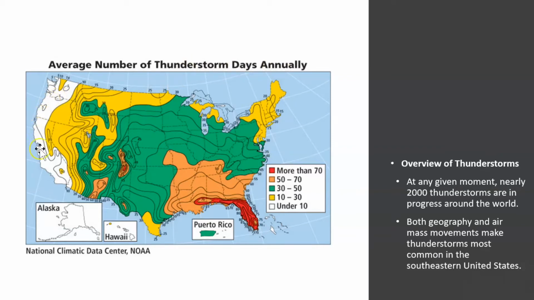And as it shows here, the white is any state or any area that has less than 10, so 9 or less. And then the yellows are all 10 to 30, the greens are all 30 to 50, and then the oranges are all 50 to 70. Anything red, like here and here over by Florida, this is all more than 70 annual days of thunderstorms per year. So if you love thunderstorms, you know where to go. And they are beautiful. I don't know if I'd want them every day or every third day, but yeah.